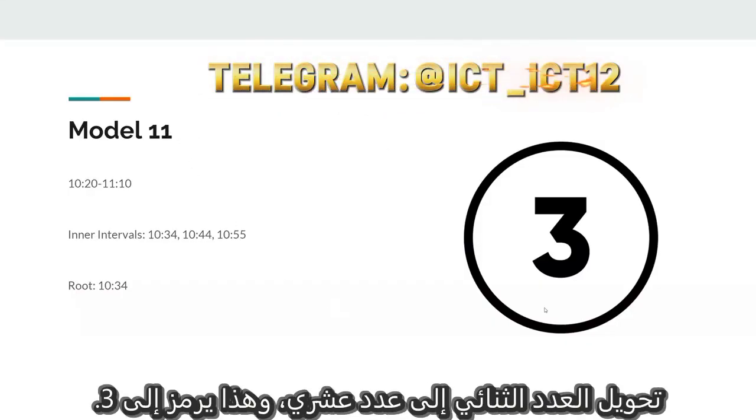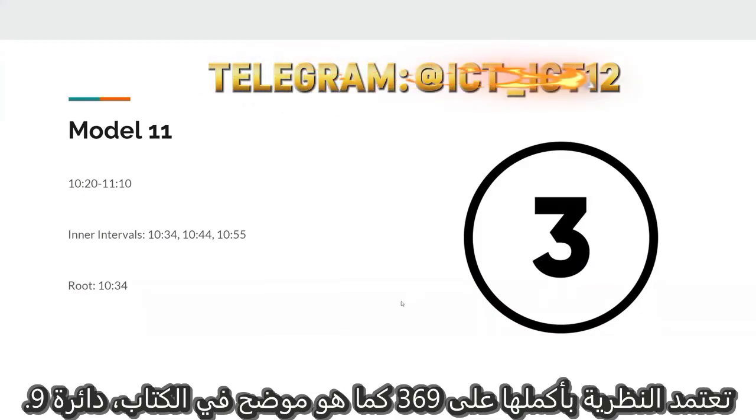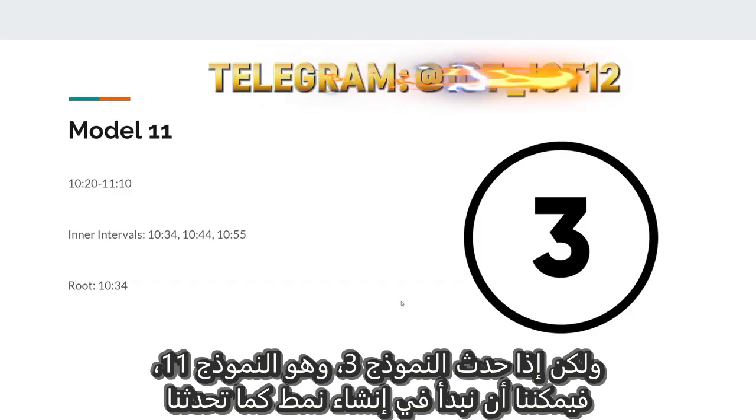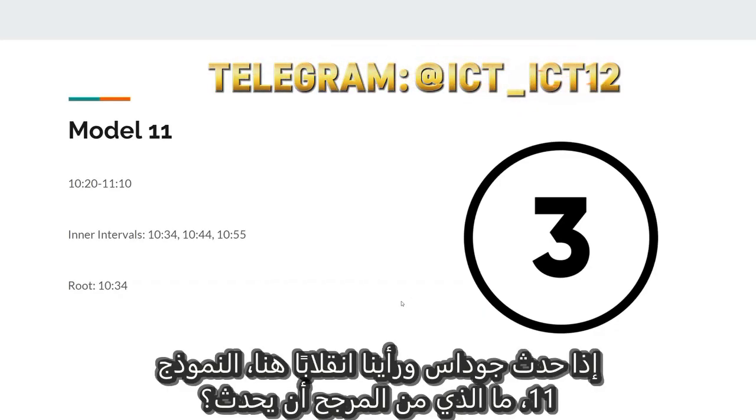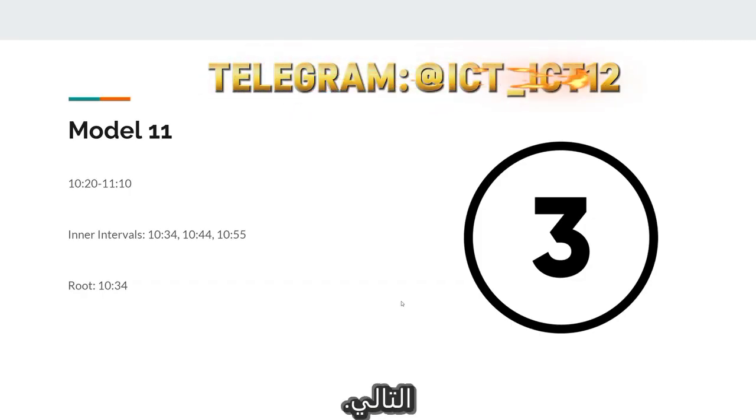Binary to decimal conversion, this stands for 3. The whole theory is based off 369 as stated in the book, the circle of 9. But if 3 takes place, Model 11, we can sort of begin to create a pattern as we talked about in Judas, right? If Judas occurs and we see a reversal here, Model 11, what's likely to take place next?